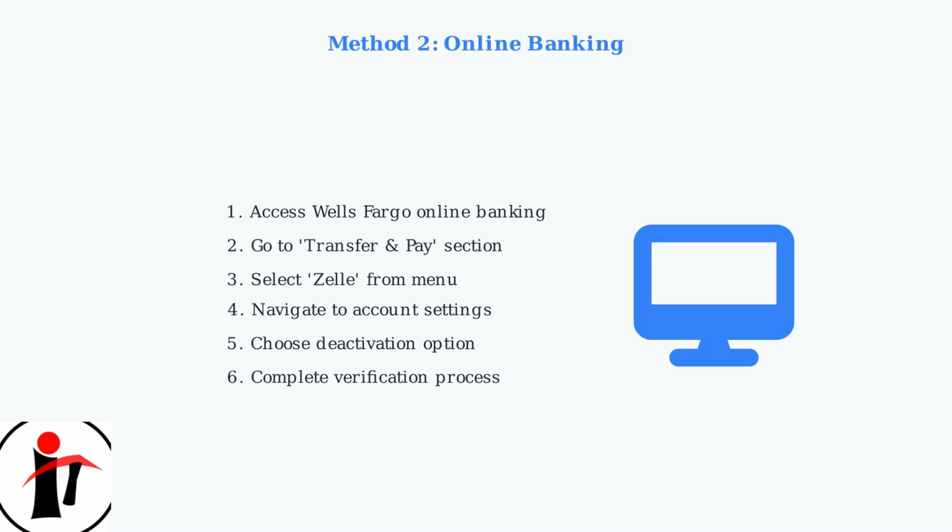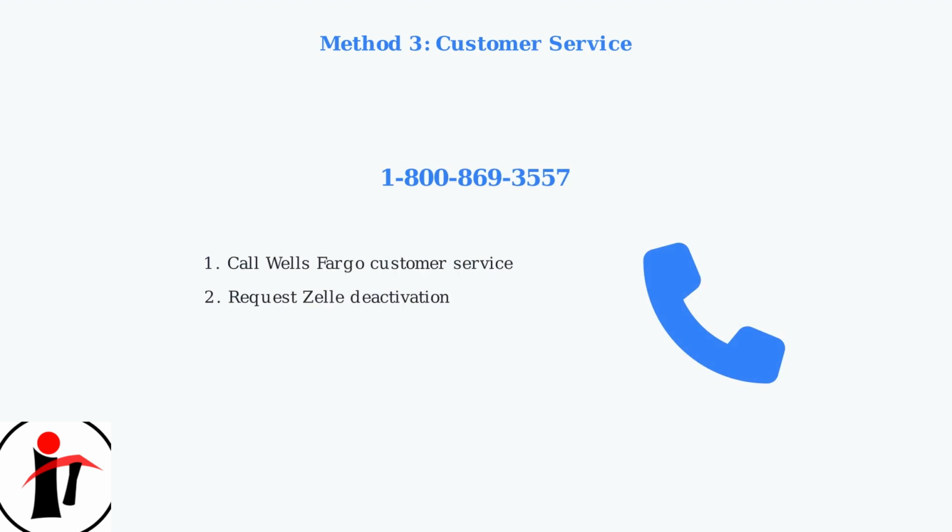The third option is calling Wells Fargo customer service at 1-800-869-3557. This method is helpful if you prefer speaking with a representative or encounter issues with the digital methods. Simply request Zelle deactivation, provide your account verification information, and confirm the request with the representative.